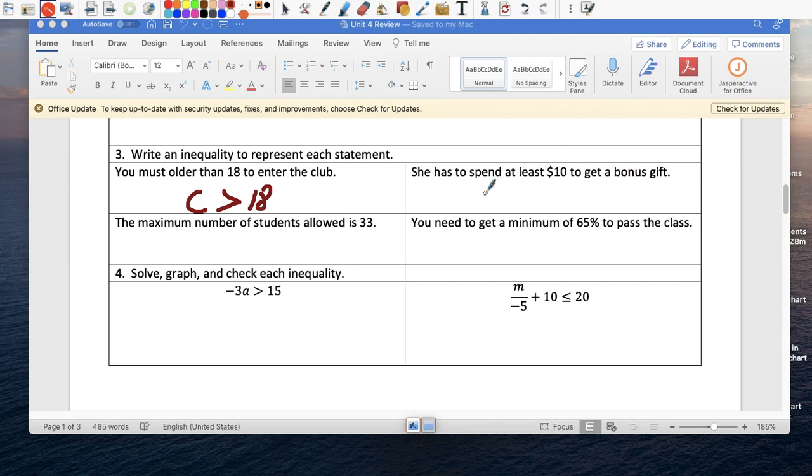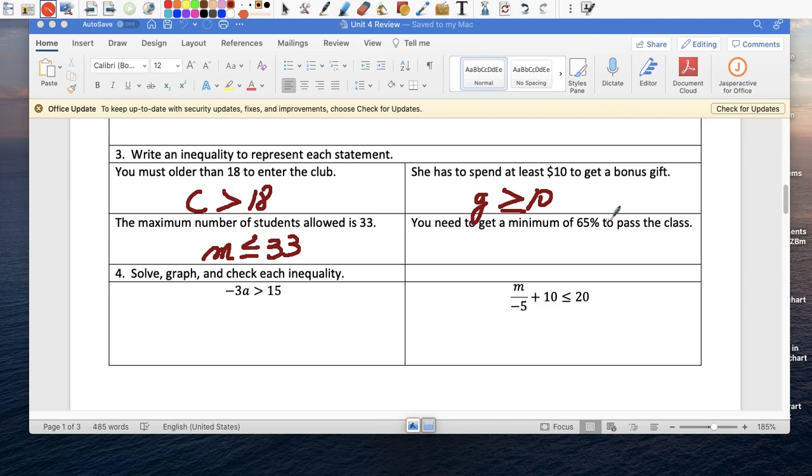So let's call gift, G for gift. In order for you to get the gift, whatever you buy has to be greater than 10 or even equal to 10. Maximum number of students allowed is 33. So use max, M for max. And max is 33 or less, which in this case is the less than or equal sign.